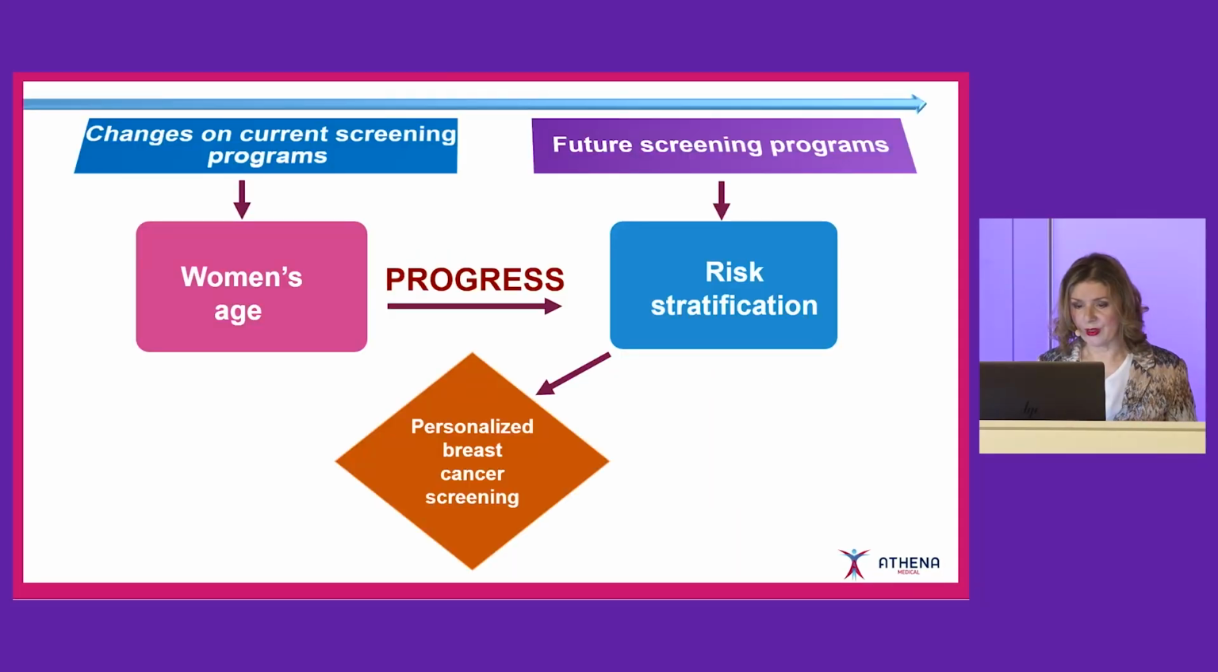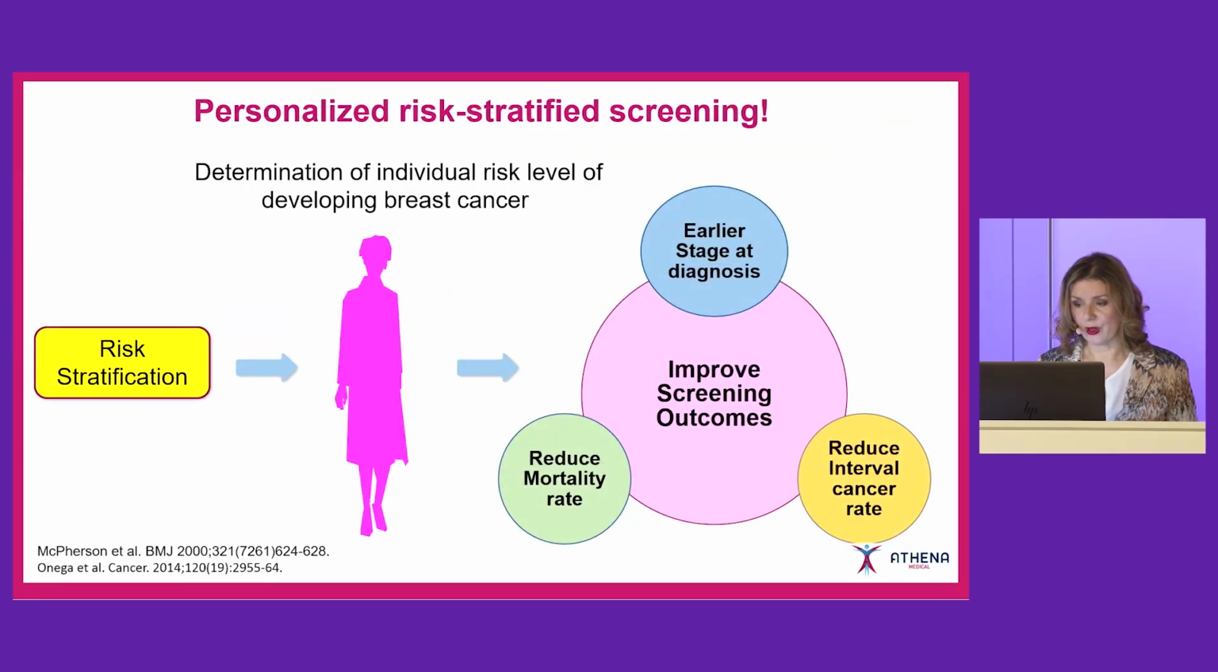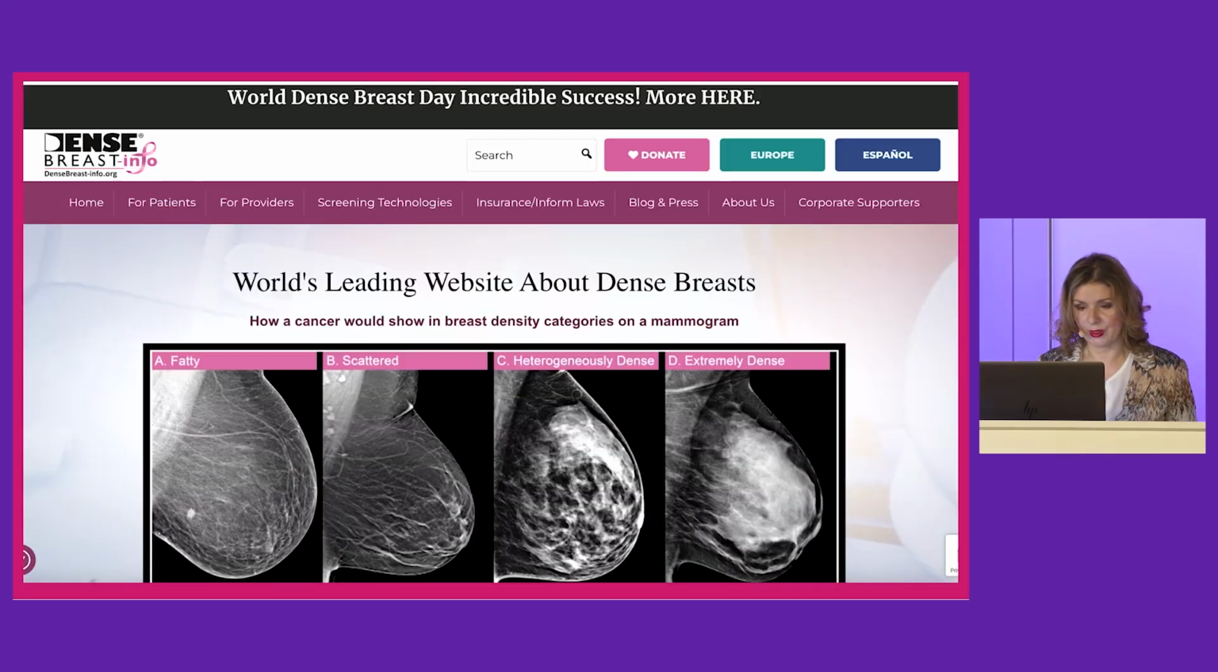So what is the solution? Actually, we need to change the current screening programs, and instead of being based on women's age as it is currently, to change the future screening programs into risk stratification, where we should adopt personalized breast cancer screening. Therefore, earlier diagnosis of the disease will be in more patients. We have improved screening outcomes by reducing the mortality rate and also the interval cancer rate.